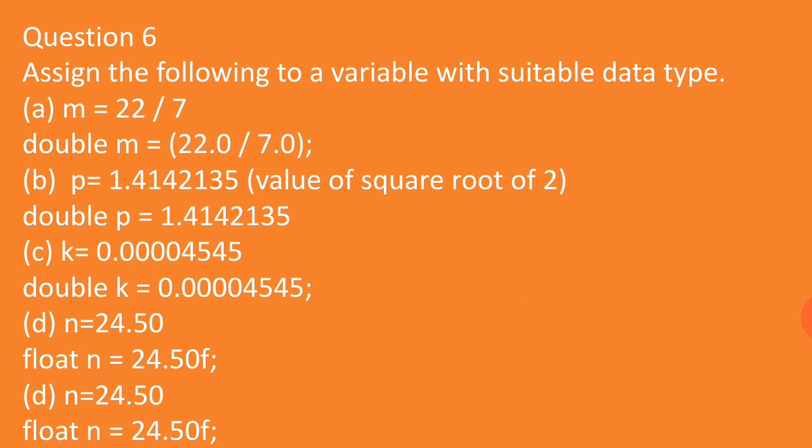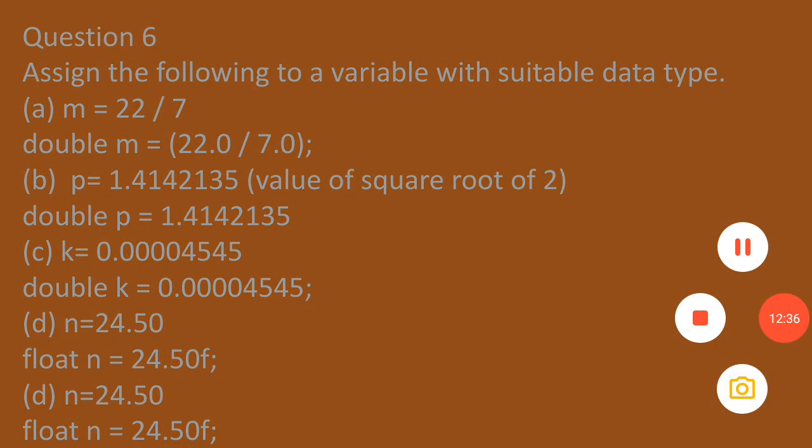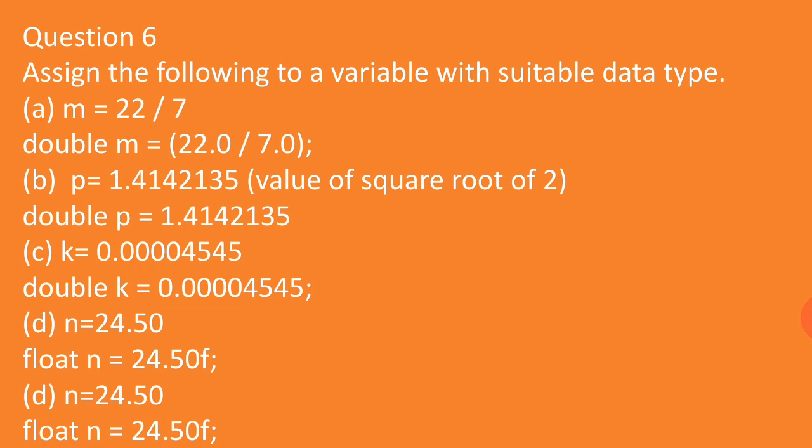Now n has the value 24.50. If I want to assign it to a float, I will put f with the 24.50, and then it will be assigned to a float type variable n. Otherwise we can write double n = 24.50 also, that is correct, but without any f. Similarly for the rest, I hope it's clear to you all. Thank you, students.